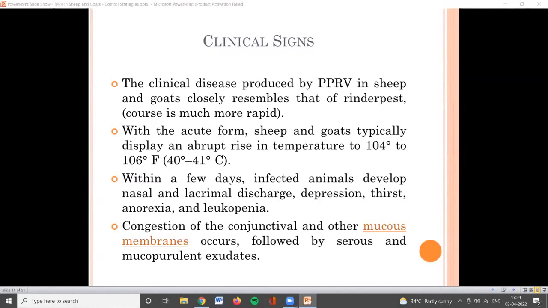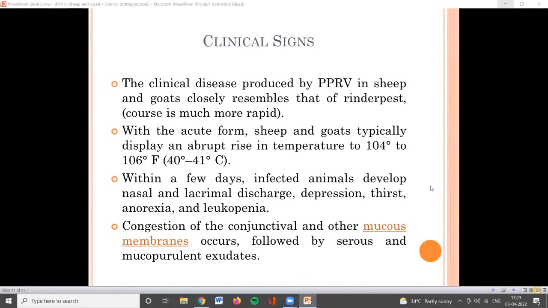In the acute form, sheep and goats typically display an abrupt rise in temperature to 104 to 106 degrees Fahrenheit. Within a few days, infected animals develop nasal and lacrimal discharge, depression, thirst, anorexia, and leukopenia.